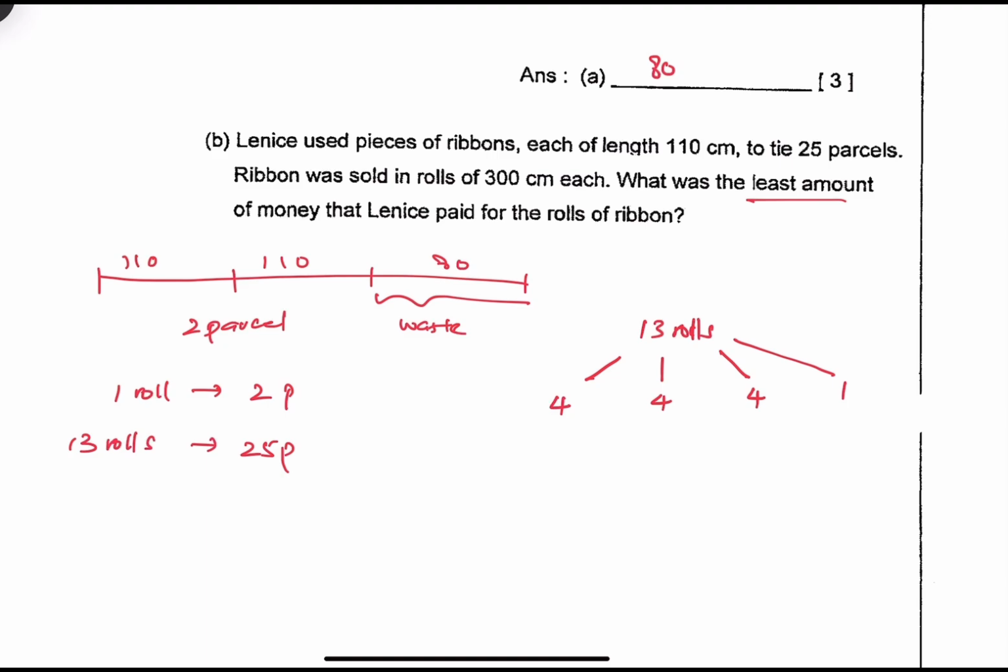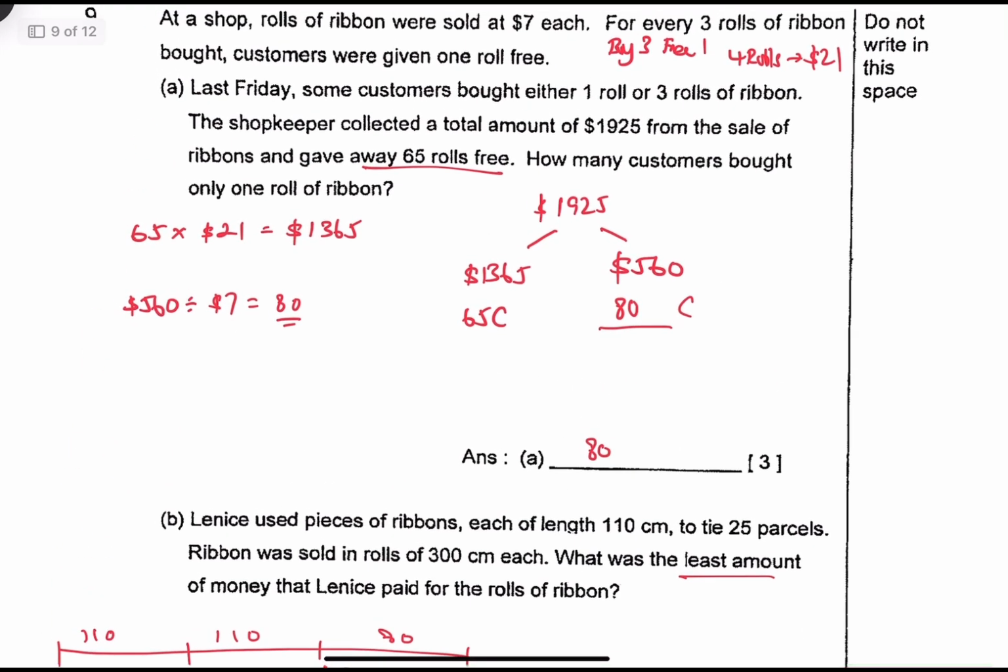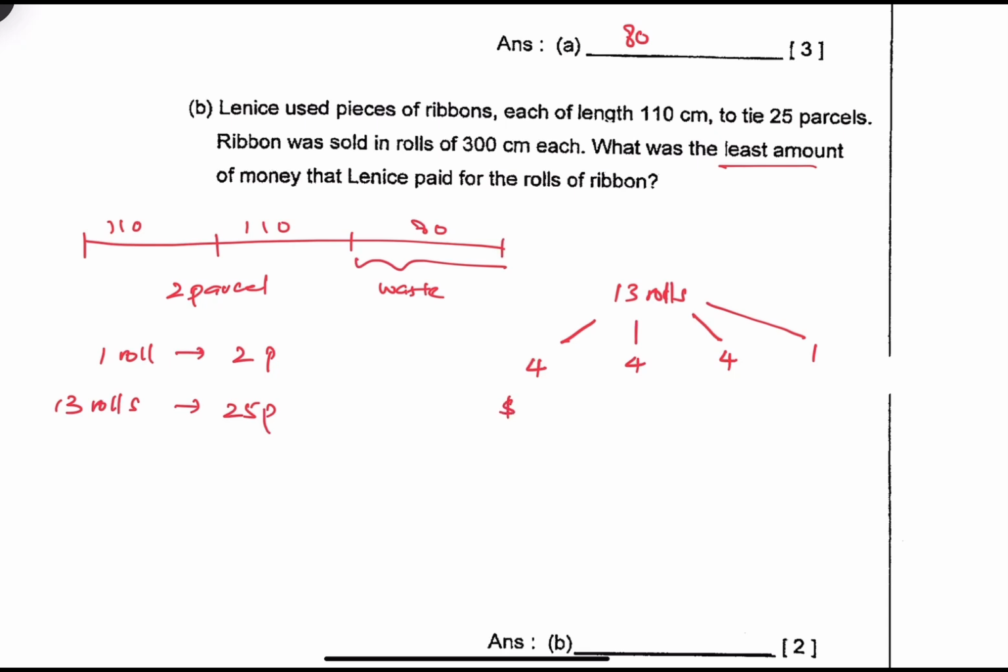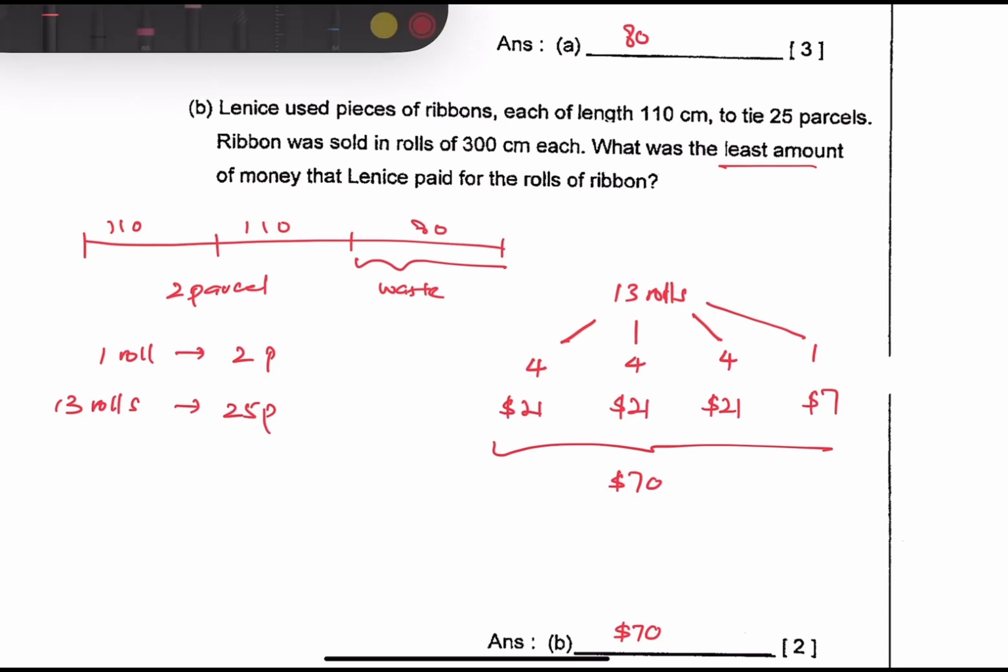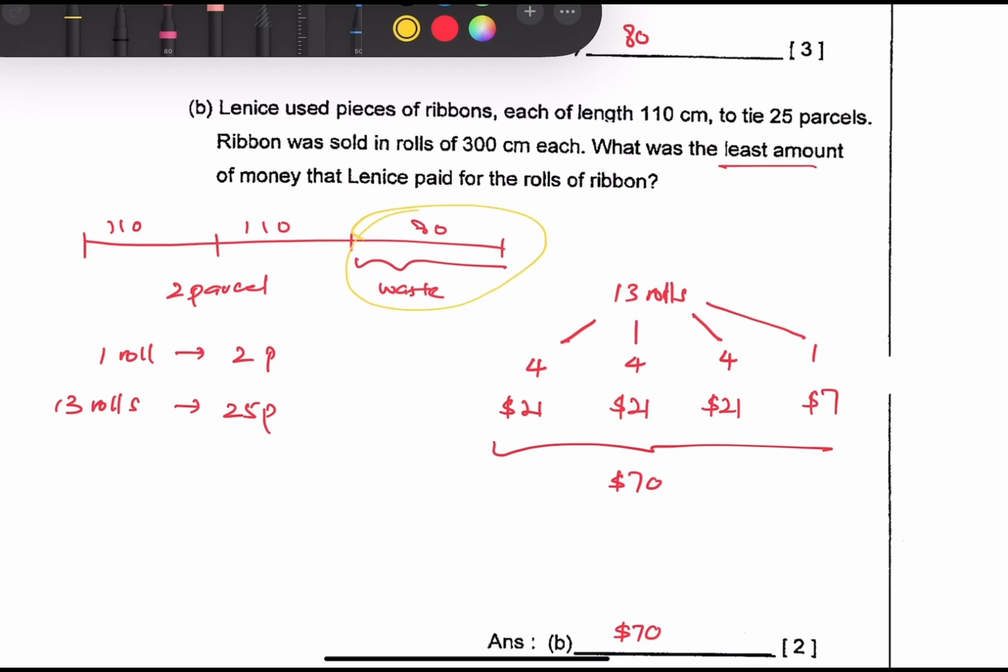So for every one group, if you refer back, one group actually costs you $21. So this is 21, 21, 21, and this is $7. So the least amount of money you will spend is, add them up, only $70 on all the ribbon. Do not make the mistake of adding up all the length required and then multiplying, because you can't tie the ribbon with this 80.